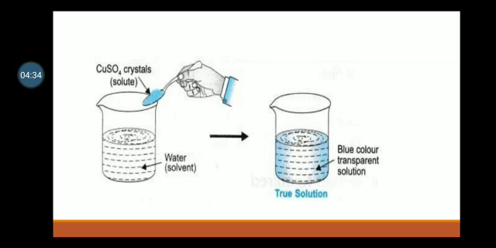So here in the diagram is an example of a true solution. Copper sulfate crystals are dissolved in water. When they are properly dissolved, we get a blue colored transparent solution, and that is a true solution.